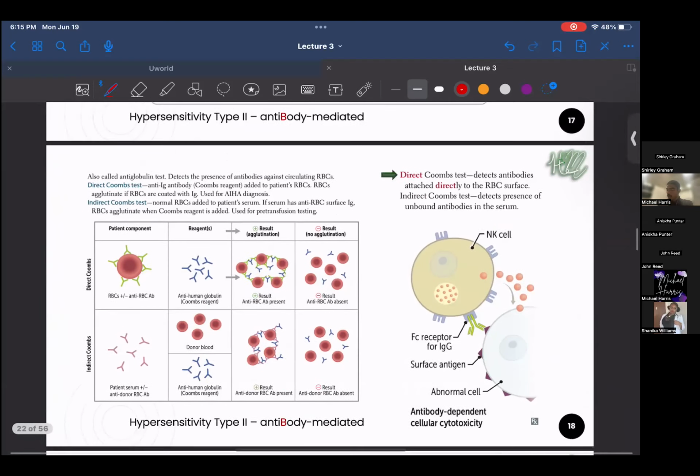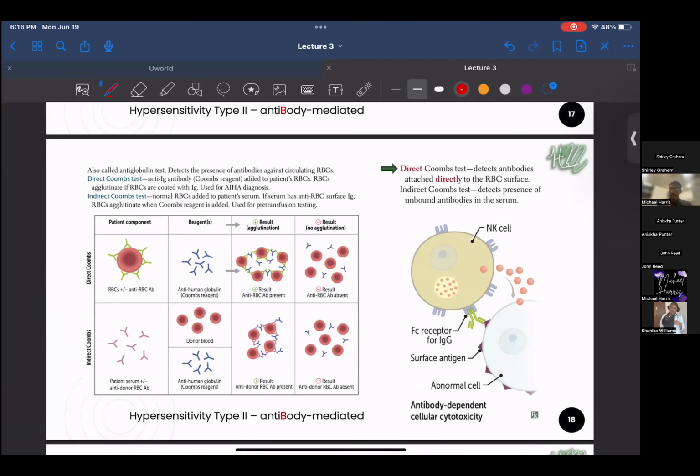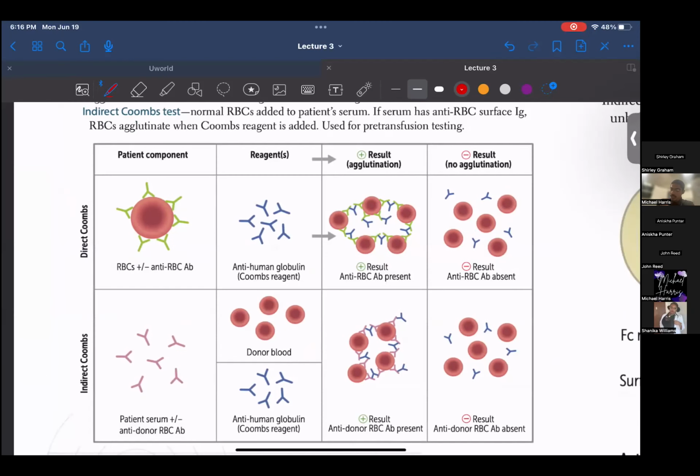So there's two tests that you can do with this. And this is where the Coombs test comes into play. So there's a direct Coombs test and an indirect Coombs test. This is how it's broken down.